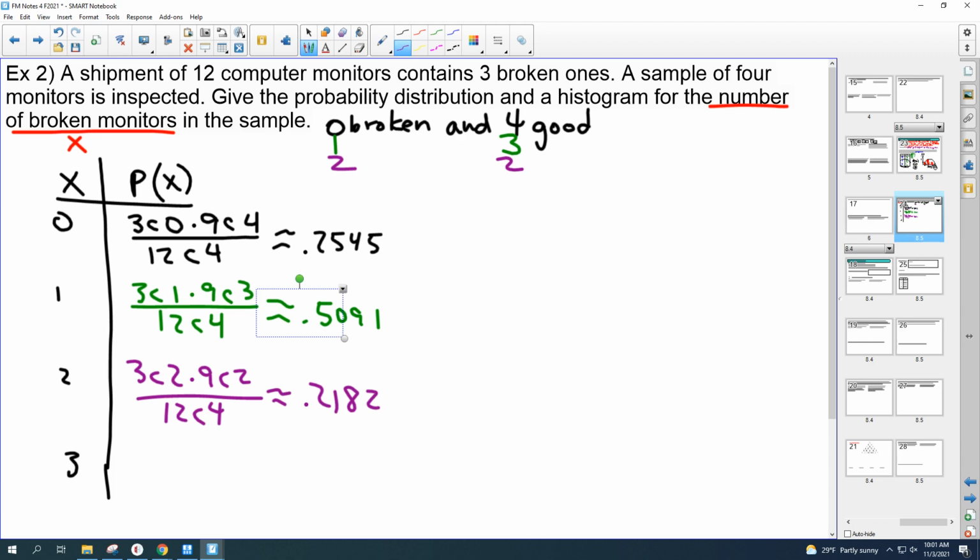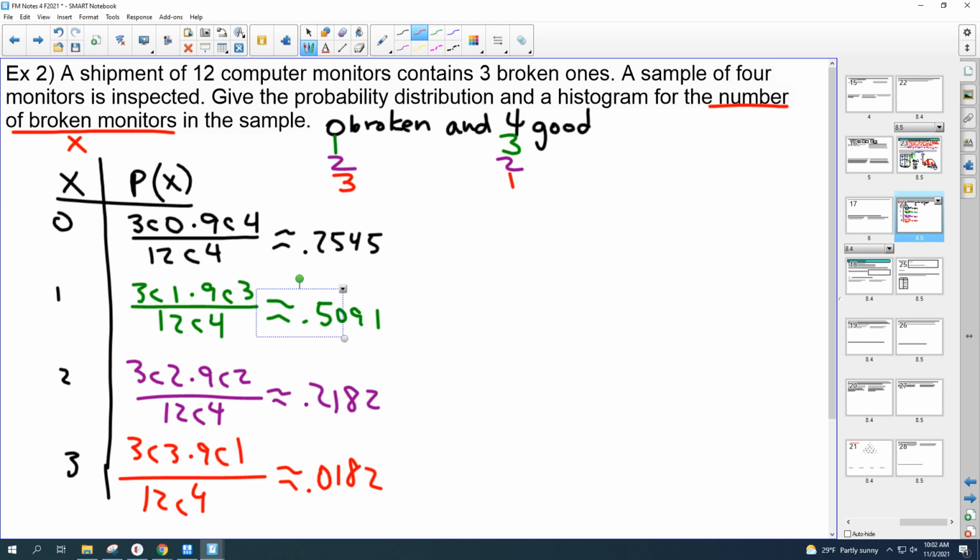Now, the last one, there's a couple of ways you can do it. You can just keep going and say 3 broken ones and 1 good one and type it in exactly the same. Or you could say 1 minus all those others, right? Because all of those probabilities are going to have to add up to 1. I'm not sure which one's easier. It might just be easier to say 3 broken and 1 good and just keep rolling with it. 3 choose 3 times 9 choose 1 over 12 choose 4. Type that in, you get 0.0182. Again, you could have just said 1 minus the other 3 numbers and got the same thing. Those 4 numbers right there should add up to 1 because we've got 100% of the possible outcomes in this problem. So that is your distribution.